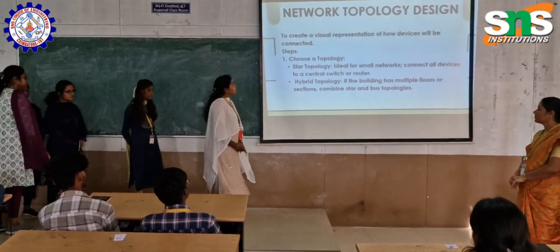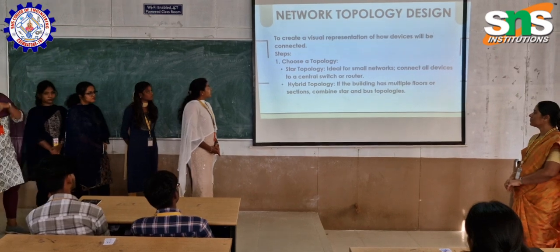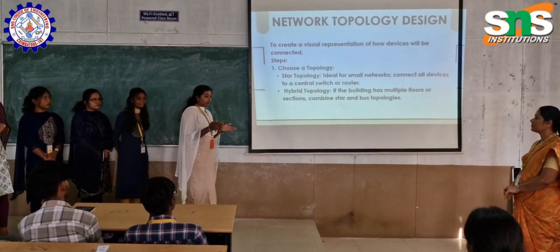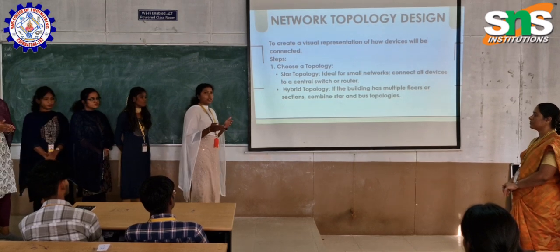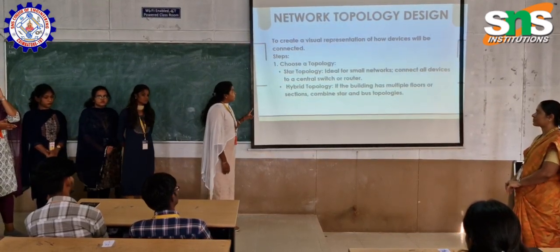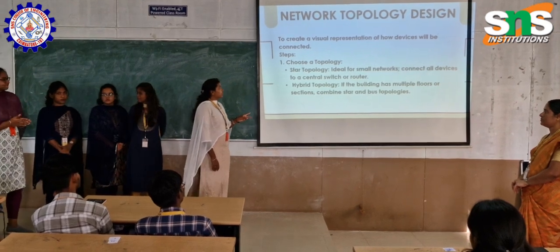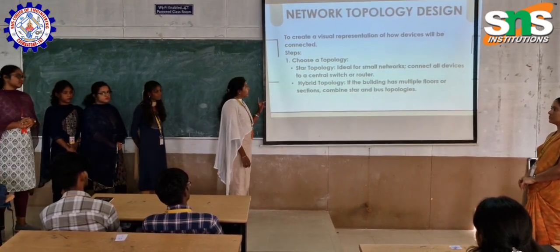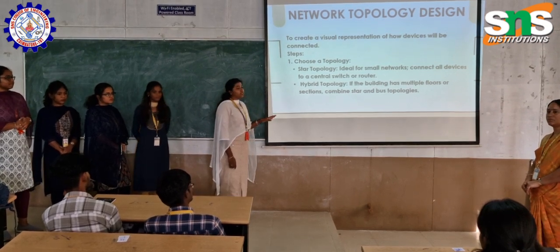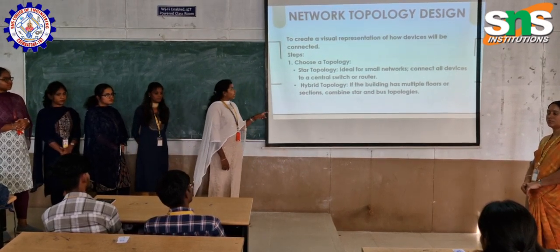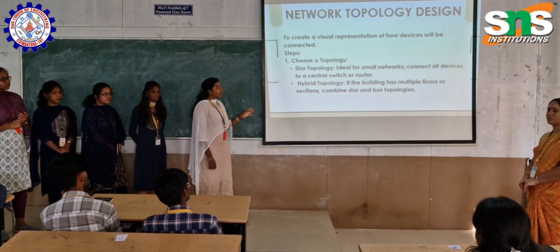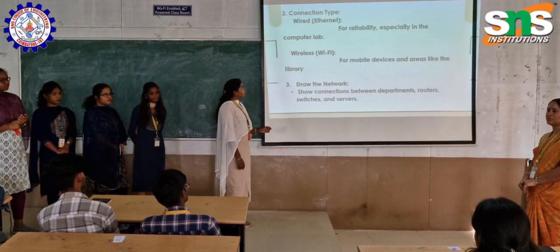So let us see now the network topology design, to create a visual representation of how the devices are connected from the administrative office to the library and staff rooms. First we have to select the topology. Here there are 2 topologies, star and hybrid. Star topology is for small networks and it connects all devices to the central switch or router. In hybrid topology, the building has multiple floors or sections. It combines star and bus topology.